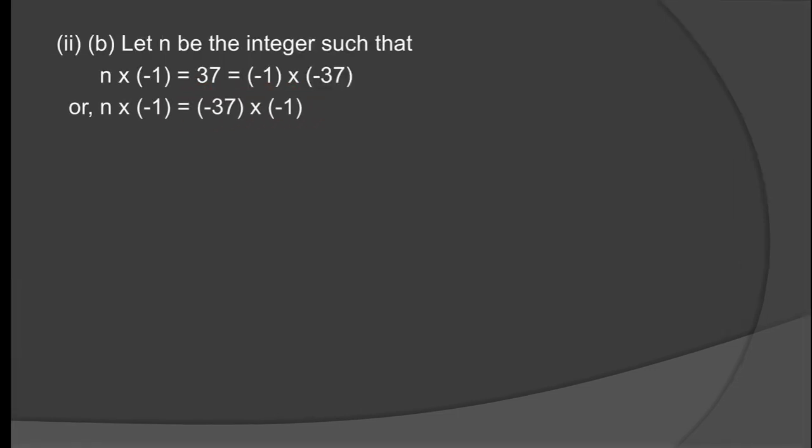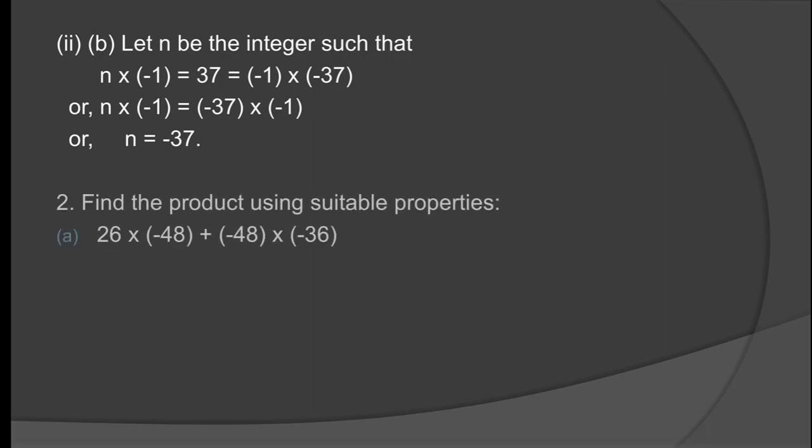Again it can be written as n into minus 1 is equal to minus 37 into minus 1. Here you can see minus 1 into minus 37 can be written as minus 37 into minus 1, because multiplication of integers follows the commutative law. And from this expression we have n is equal to minus 37. Hence we can say that minus 37 is that integer which when multiplied with minus 1 gives the value 37. Now let us come to the second problem.